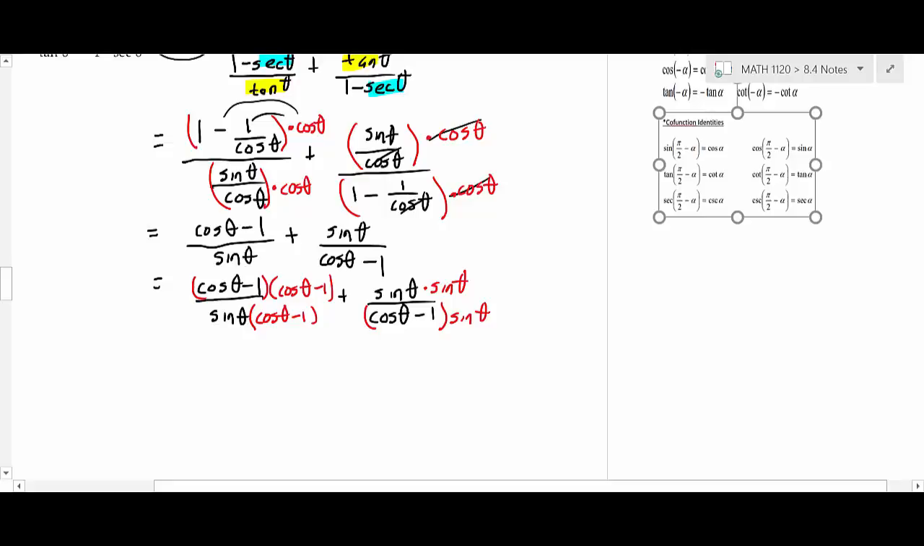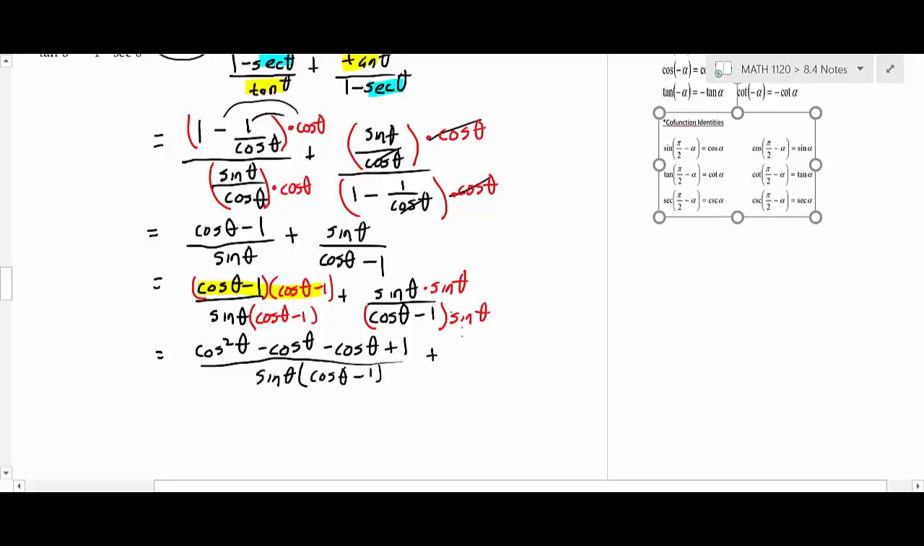You're going to FOIL that out. That will be sine squared. I get a sine squared, and I start thinking of that identity, sine squared plus cosine squared equals 1. So let's do this. Let's FOIL this out. Okay, so if you do that, you're going to have cosine squared theta minus cosine theta minus cosine theta plus 1. And I'm going to leave that over the same denominator. Okay, like that.